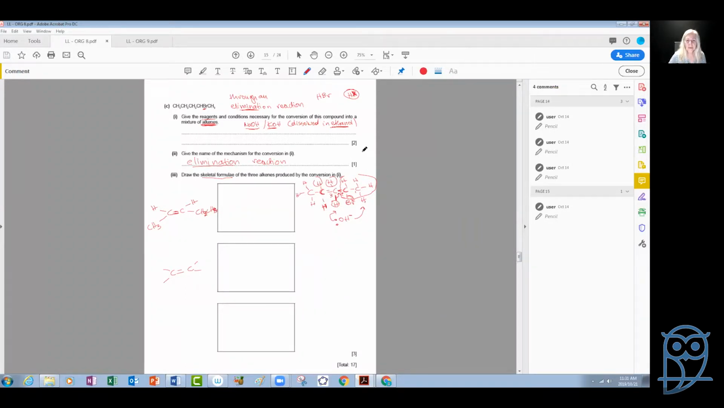They were giving us this compound here. It's a halogen alkane. You see where the bromine is attached to the second carbon. It's 2-bromopentane. 1, 2, 3, 4, 5. And they were asking, give the reagents and conditions necessary for the conversion of this compound into a mixture of alkenes.